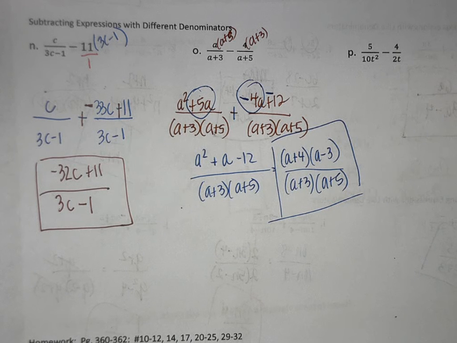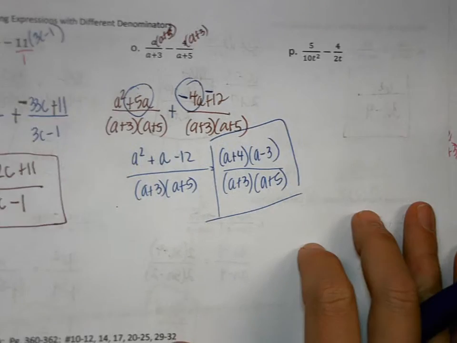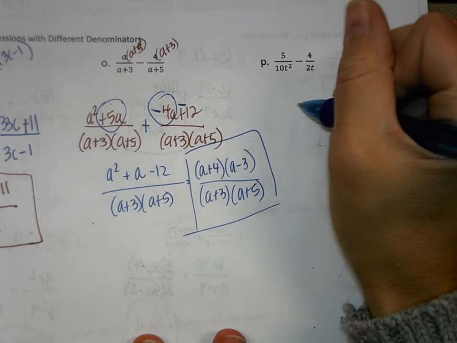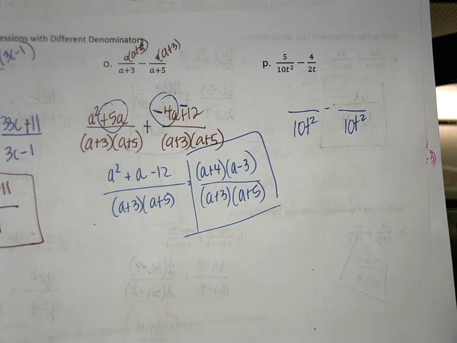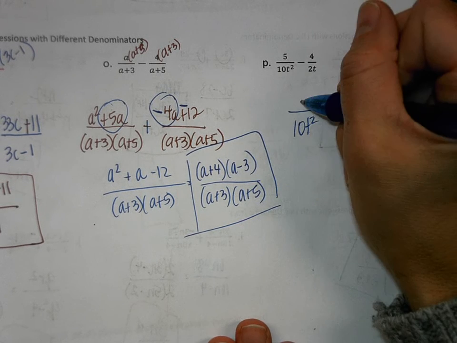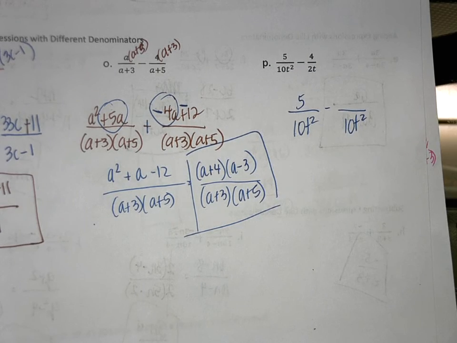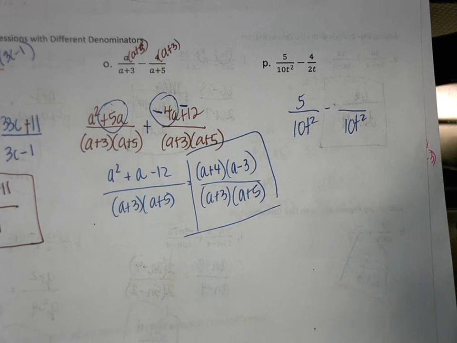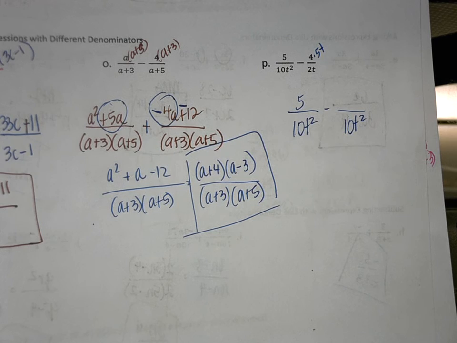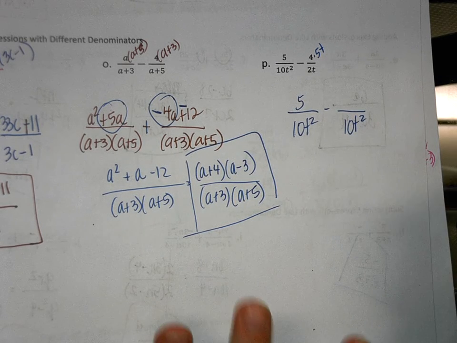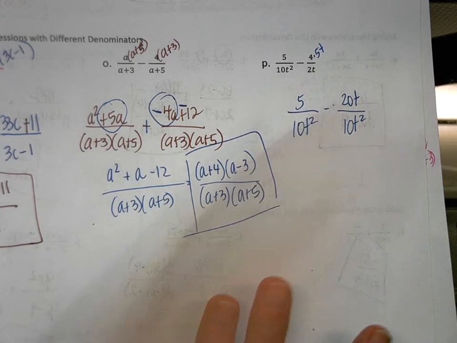Okay, example P. We'll just go ahead and do this one together. What would be my common denominator? 10t squared. Very good. So I'm going to write two fractions with 10t squared. On the first one, it doesn't need anything, right? It's already 10t squared, so we keep the top the same. The second one, what is it missing? 5t. So we have to multiply the top by 5t. So 4 times 5t is 20t. And then next step, I would do what?